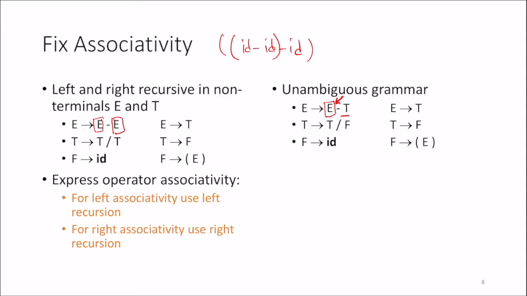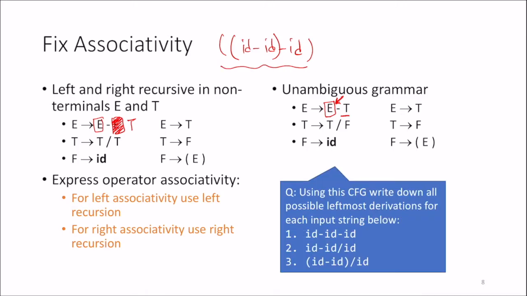Notice that the main change here is that I have eliminated this E, and using T instead of E there forces a bracketing that looks like this. So using this context-free grammar, to check that you're following along, write down all the possible leftmost derivations for each of these three input strings, just to figure out how it deals with this ambiguity.